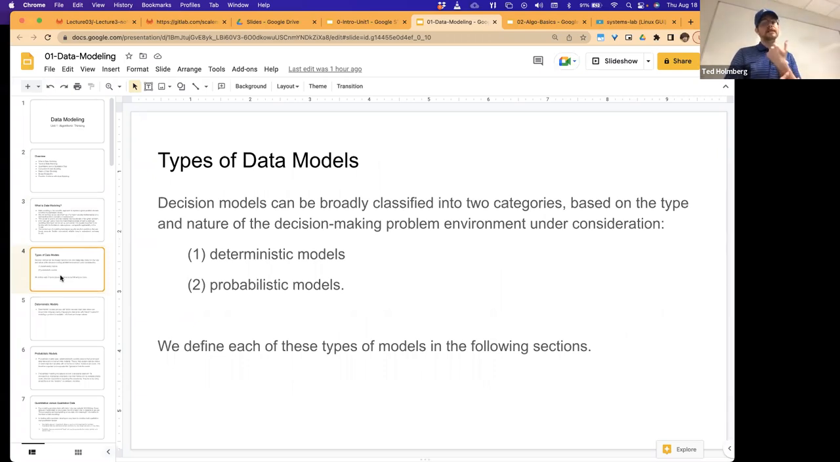Okay, so what are the different types of models? So our data models can be broadly classified into two categories based on the type and nature of the decision-making problem under consideration. So you have what are called deterministic models, and you have probabilistic models. When I've been talking about a recipe for cooking a cake, we've been talking about deterministic models. When I say deterministic, it's something that has no inherent randomness, no inherent chance, no inherent change to it, right? It's well-defined, and it's going to be the same every time.